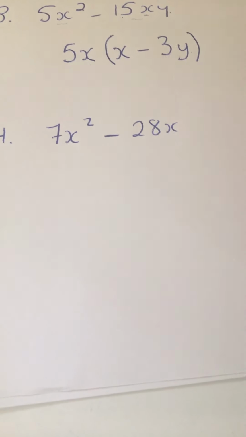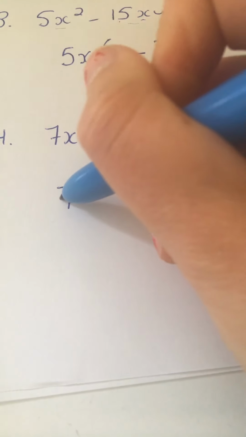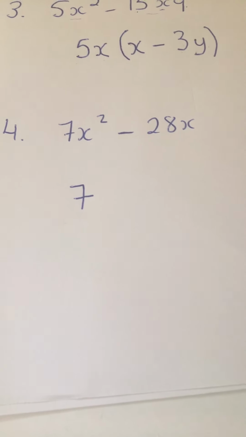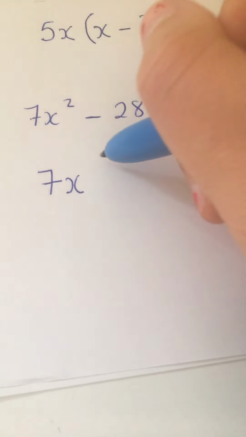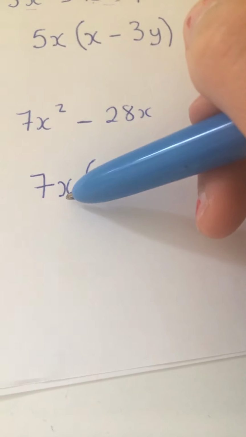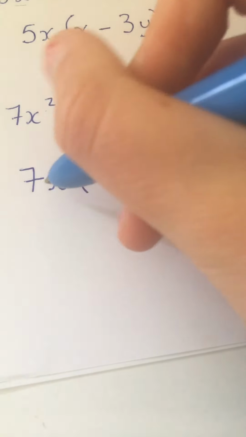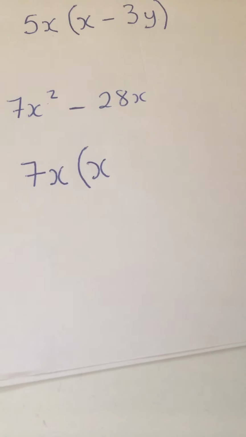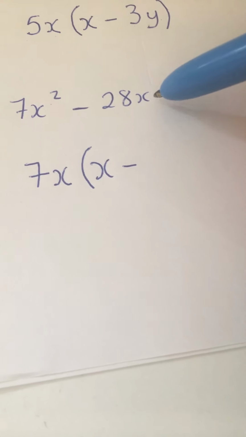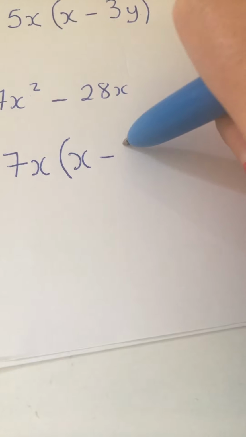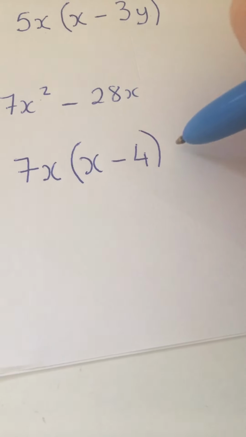Last one of these types. What is the highest common factor first of all for factorising this? 7. 7 goes into 7 and 7 goes into 28. And they have x as a common letter. Open up the brackets. What's left? What is 7x multiplied by to give you back 7x squared? x. 7x multiplied by x. Minus, what is 7x multiplied by to give you back 28x? 7 multiplied by 4. So 7x multiplied by 4 would give you 28x.